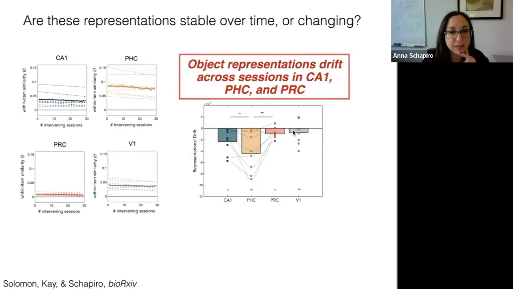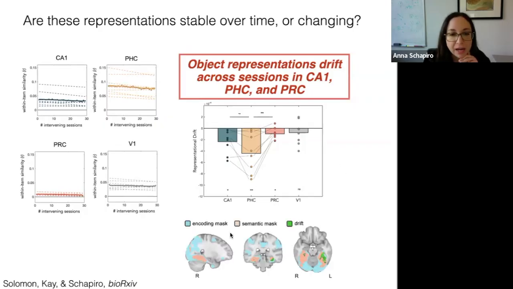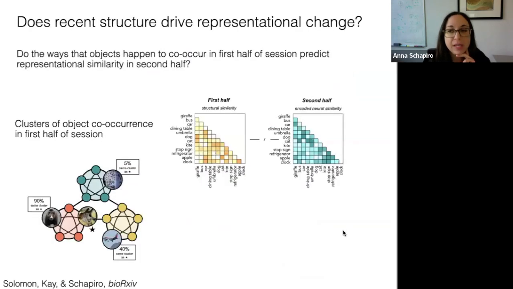We tried V1 as a control just to reassure ourselves that this early perceptual area has stable object representations, and actually there's debate in the literature about whether V1 representations really are so stable, but in this kind of analysis, they appear stable, which is useful as a control for us. Okay, so if you do the whole brain version of this, you can see it's this more anterior subset of those semantic areas that are showing that drift over time. So some of those object representations are stable, and then some of them are changing slowly over time.